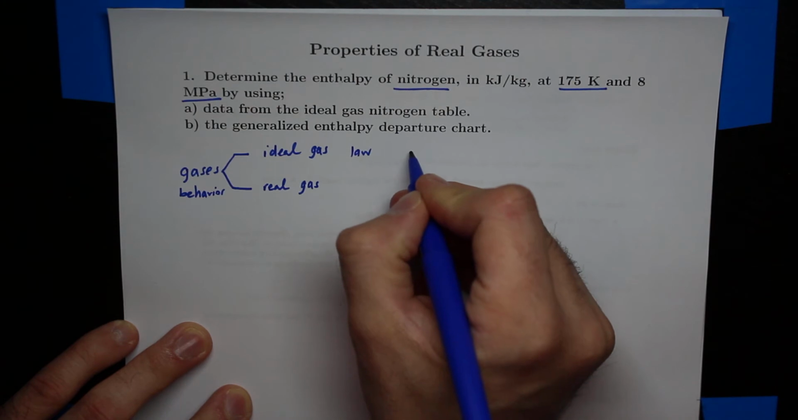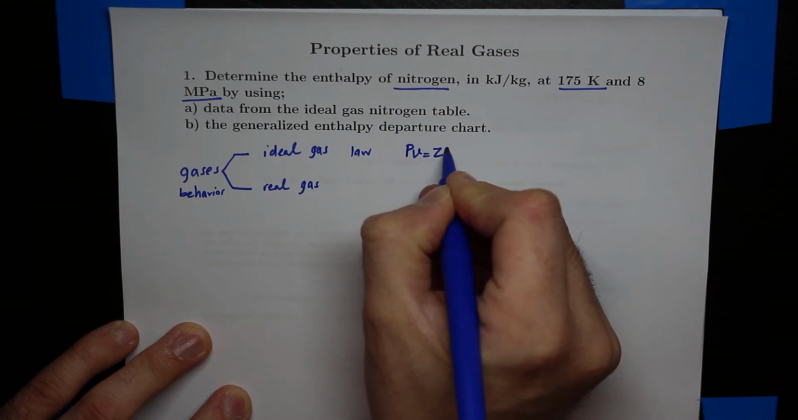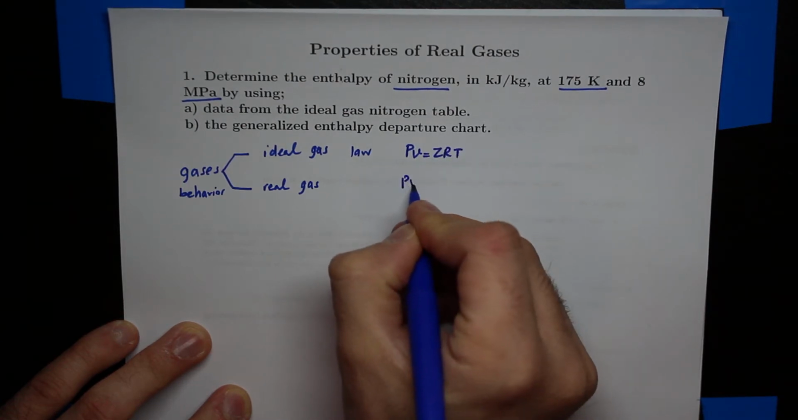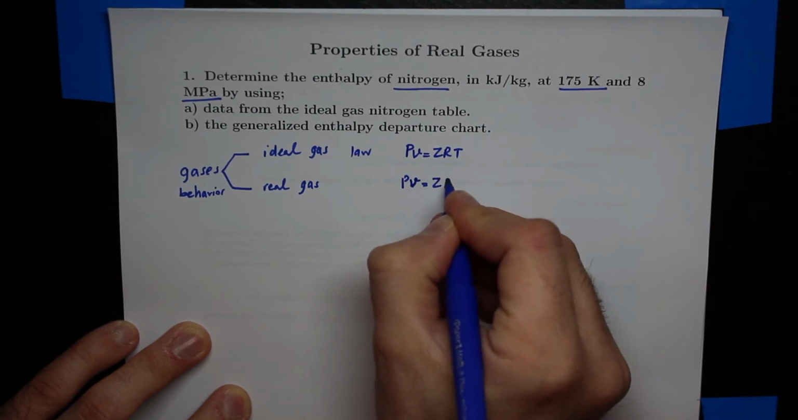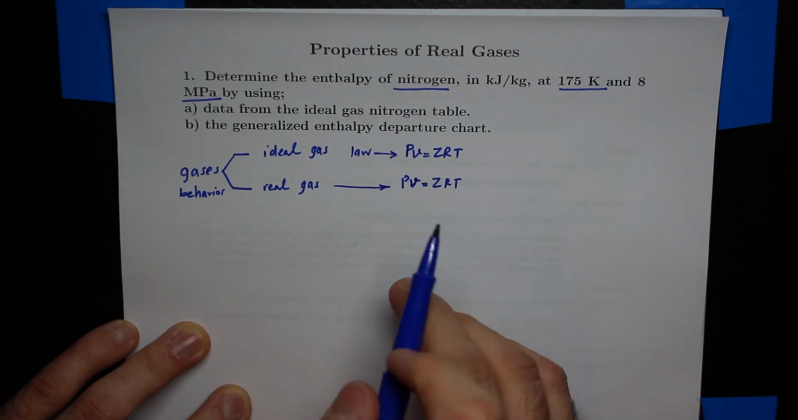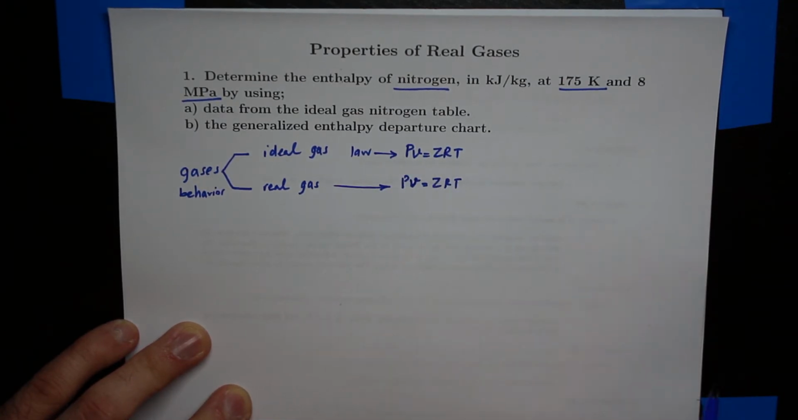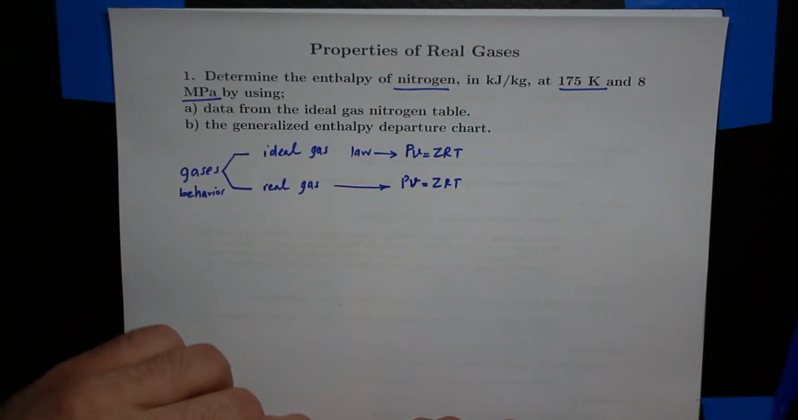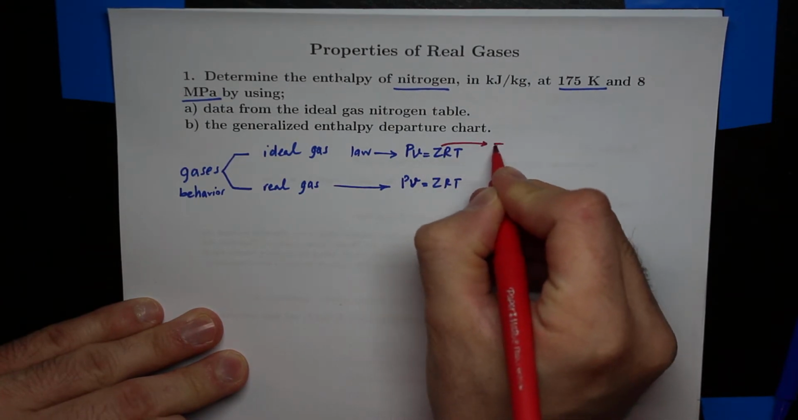In both of them, the equation of state is PV equal to ZRT, where V is the specific volume. So in both of these cases, the gas follows this correlation. They are pretty much the same, but the only difference between them is the Z value. Whenever we are discussing an ideal gas, that Z is equal to 1.